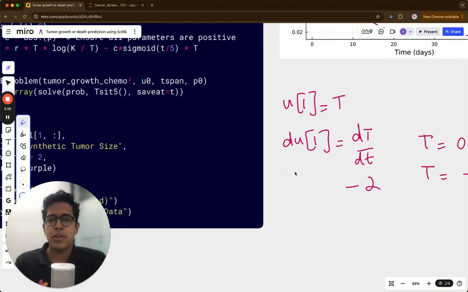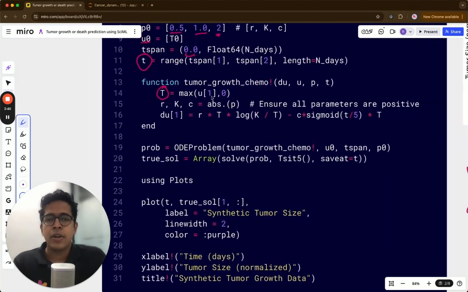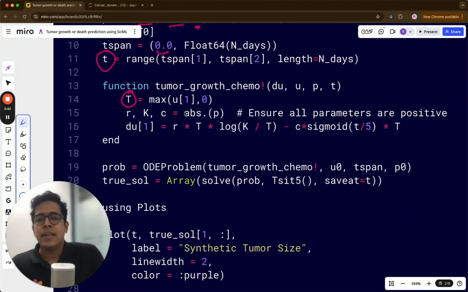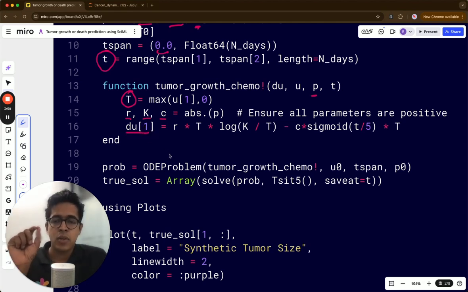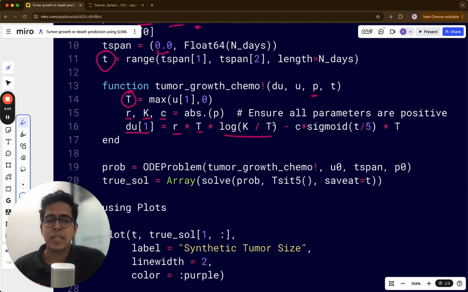So that is why you see this max of tumor size comma 0. Then you have the tumor growth rate, maximum tumor size possible, chemotherapy intervention. It's actually packaged into this parameter P variable. So we are unpacking it. Then you have the equation which denotes the rate of change of tumor size, du by dt. So that is R u log K by u. So log is already natural logarithm.